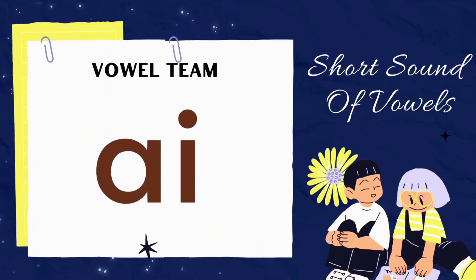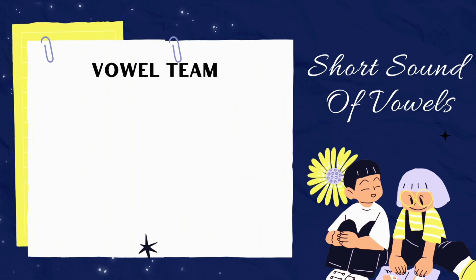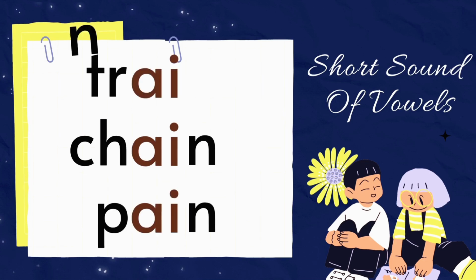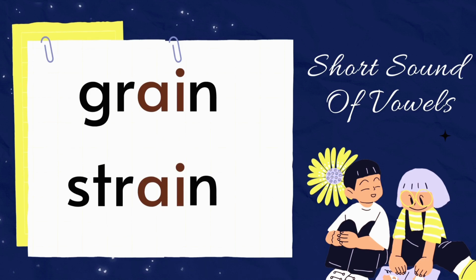Firstly, let's take the vowel team AI. Whenever the vowel team AI is present in a word, the first vowel, that is A, says its long sound, while the second vowel, that is I, stays silent. Like in the words strain, chain, pain, grain.